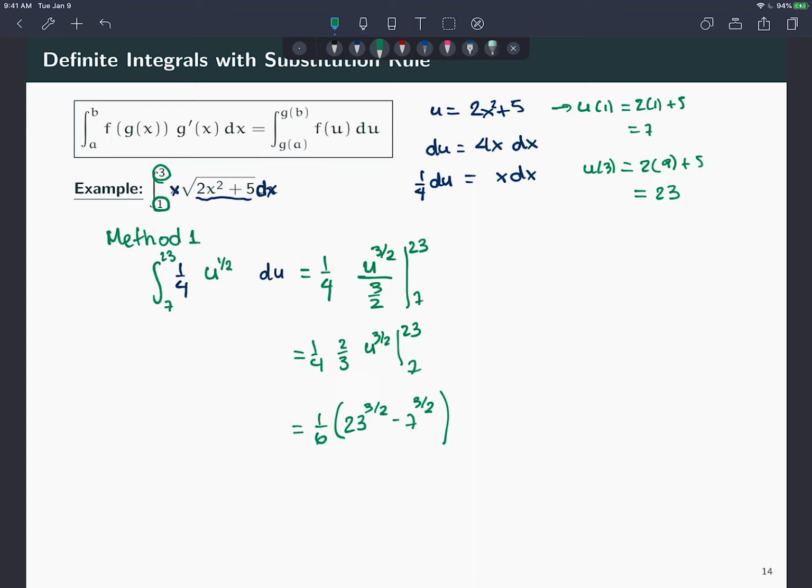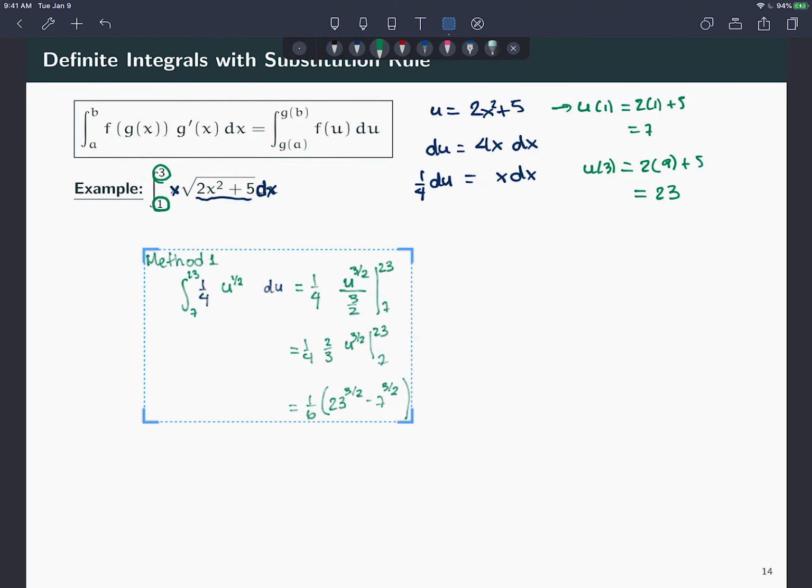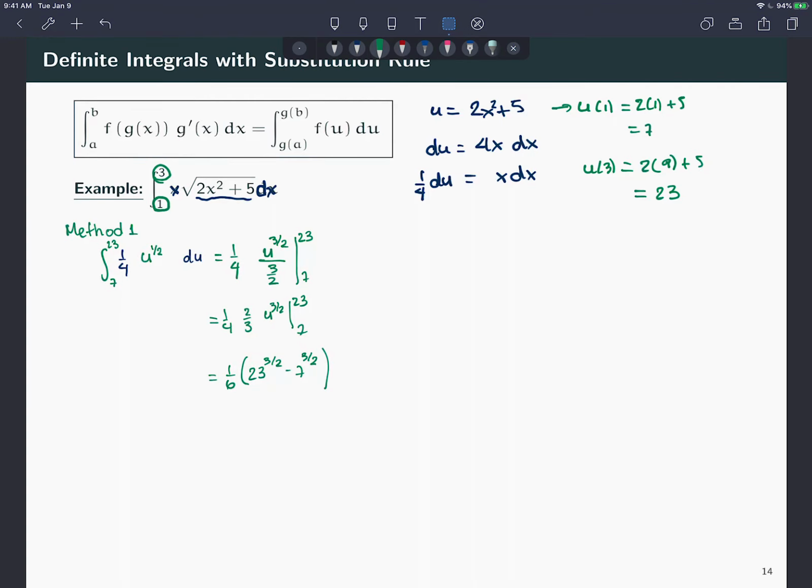So method 2 is not that much different. It's just that sometimes we don't want to bother with changing the limits of integration, as I did here. Let me keep this on the side. For my method 2, I'm not going to bother changing my limits of integration. I'm not going to write from 1 to 3. I'm going to forget for a minute that I had a definite integral and treat this as an indefinite integral.